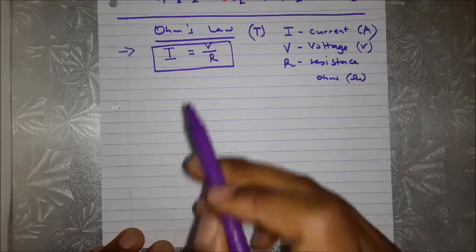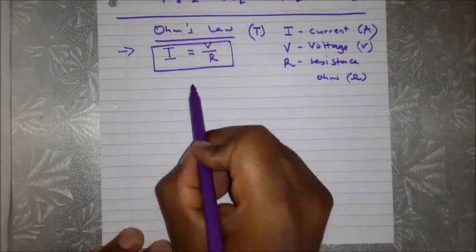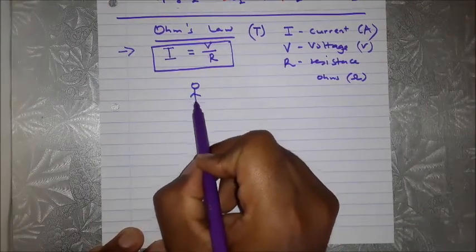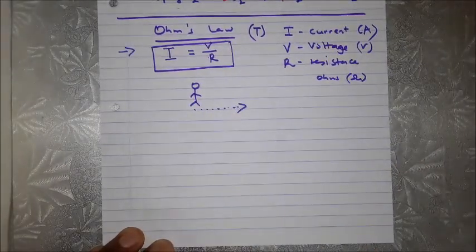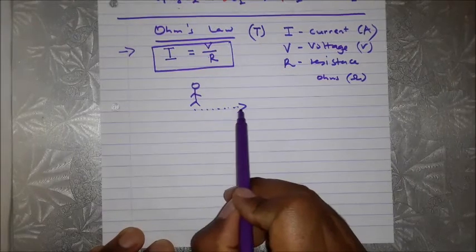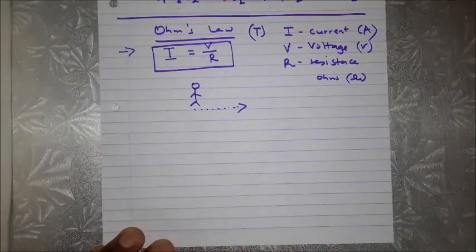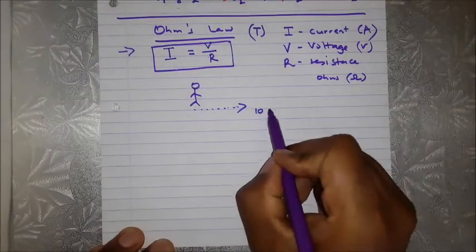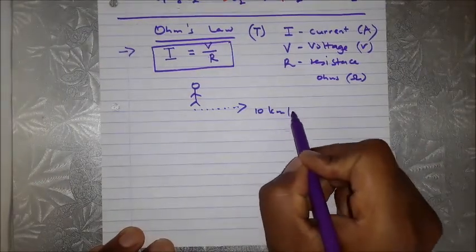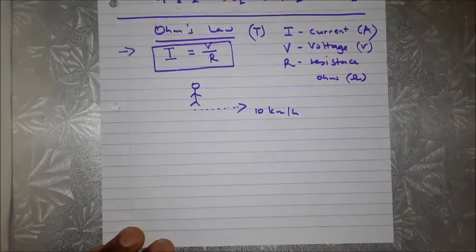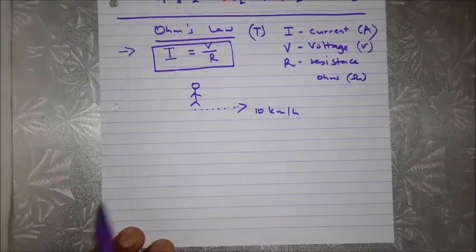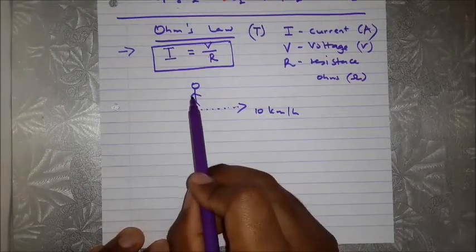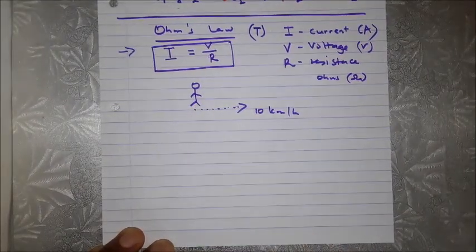So I just want you to picture yourself in a marathon. You are running right there. And as you are running, let's say you are running at 10 kilometers per hour. This is just a side note, just a side example. I don't know the speeds or whatever. Let's say you are running right here, and let's say there is no resistance now.